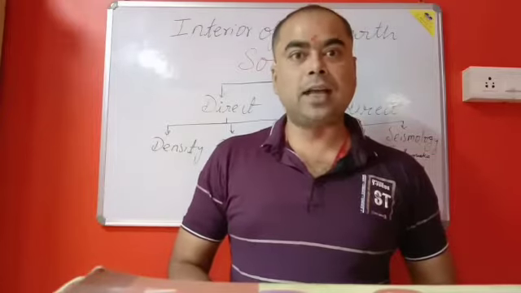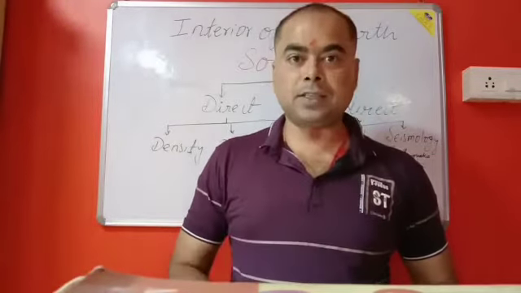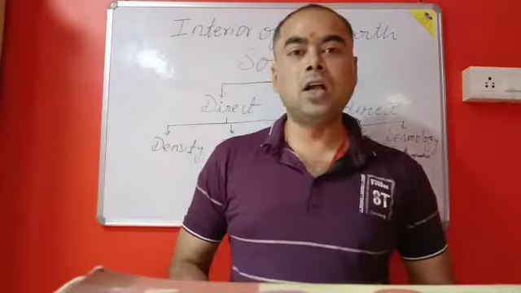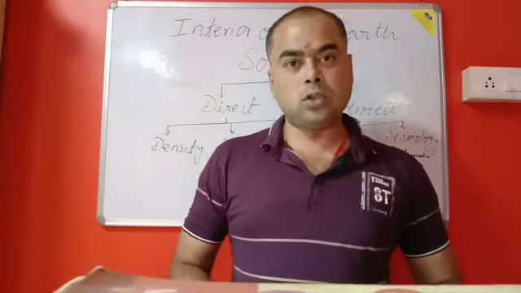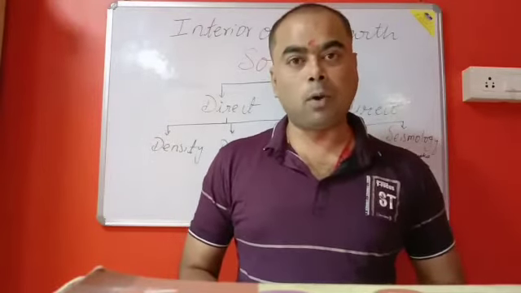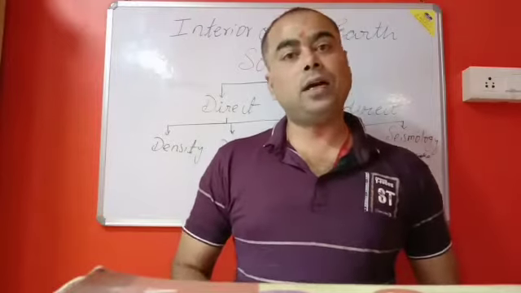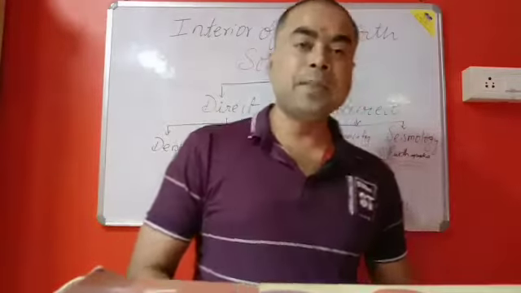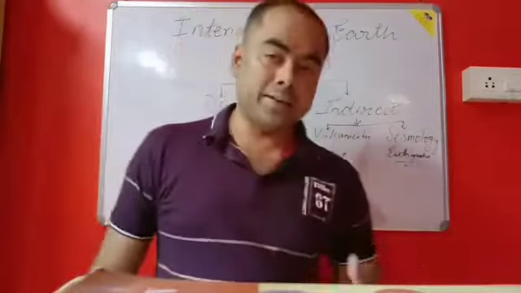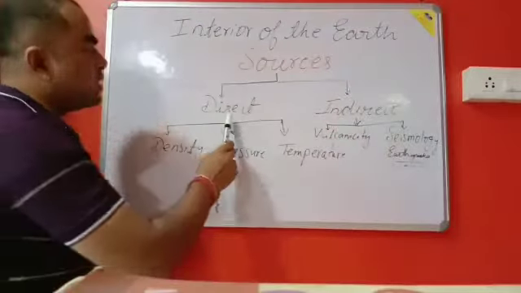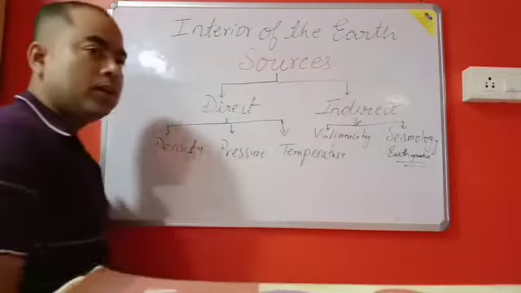The crust is like that, the mantle characteristics are like that, the core characteristics are like that. How did scientists, geographers or human beings come to know about that? Related to that, we are going to know the sources. There are two main sources we can categorize. Number one is direct source, another one is indirect source.